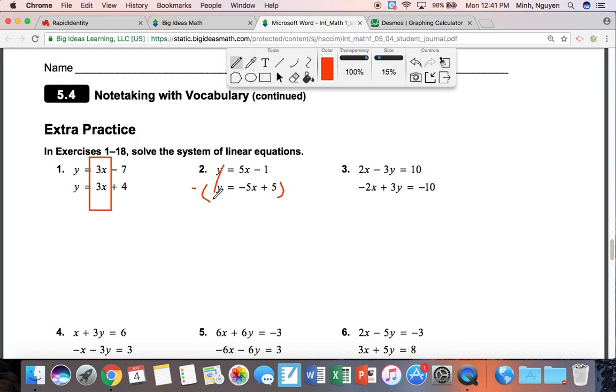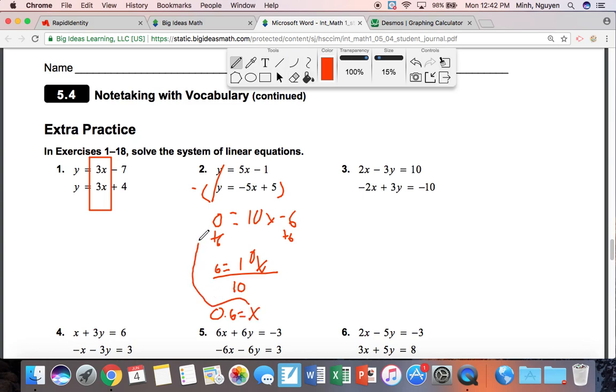Minus 5x, minus 5x, negative 5x is 10x. Negative 1 minus 5 is negative 6. Add 6, add 6. 6 equals 10x. Oh god, that's hideous. Sorry. Divide both sides by 10. 0.6. Let me erase all that. 0.6 equals x.